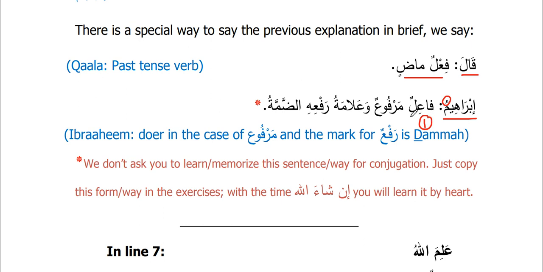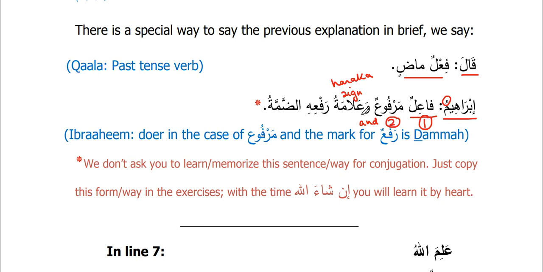Second point, you will say that it is marfu', as we know that fa'il falls under the position of marfu'. So I have to say fa'ilun marfu'un. And the third is alama. Alama means sign or haraka. And now you are proving that it is fa'il, it is in marfu' position. But how can you say it is marfu'? You have to give your proof. So you are saying wa alamatu raf'ihi.